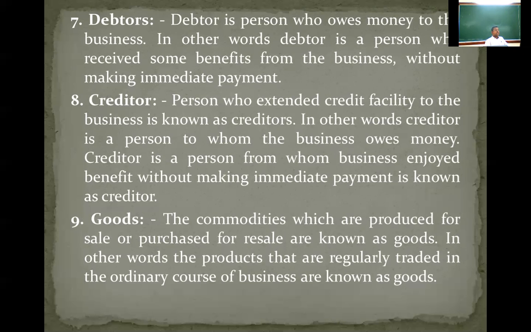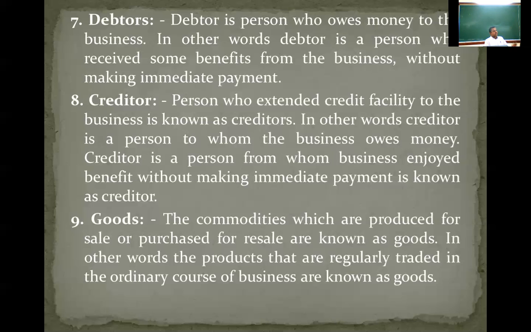Creditors are usually suppliers who have supplied goods to the firm on credit basis. They are our creditors. So that is the seventh term, debtors, and the eighth one, creditors. Usually both terms come in case of credit transactions. Assume that we are a business and we sold goods to our customers on credit basis. That customer will become our debtor. A person who has taken certain benefits from the business without making immediate payment is called a debtor.